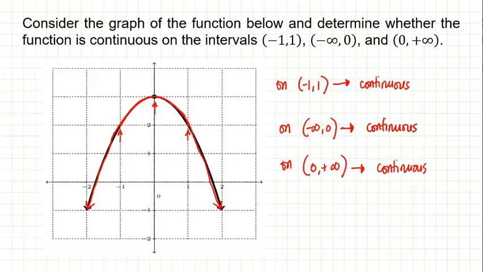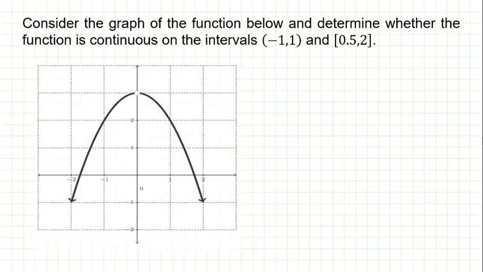Okay, now how about if we are going to change the function? So, iba na yung function na i-consider natin. And the intervals are the open interval -1 to 1 and the closed interval 0.5 to 2. Now, from -1 to 1, so on the interval -1 to 1, so -1, so we have this point here on the graph, and +1, so here.